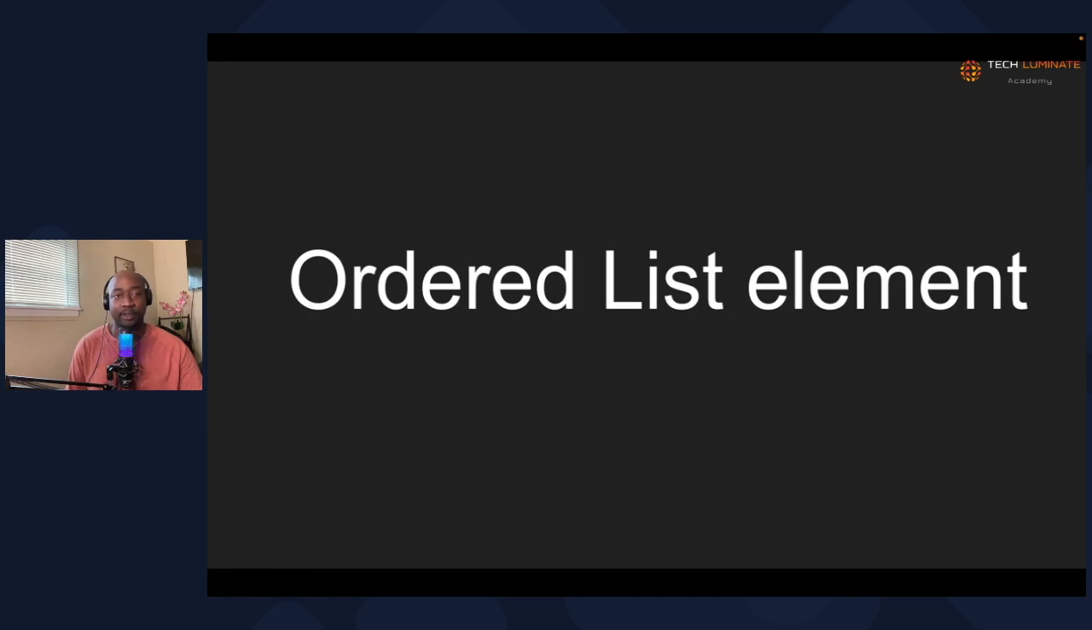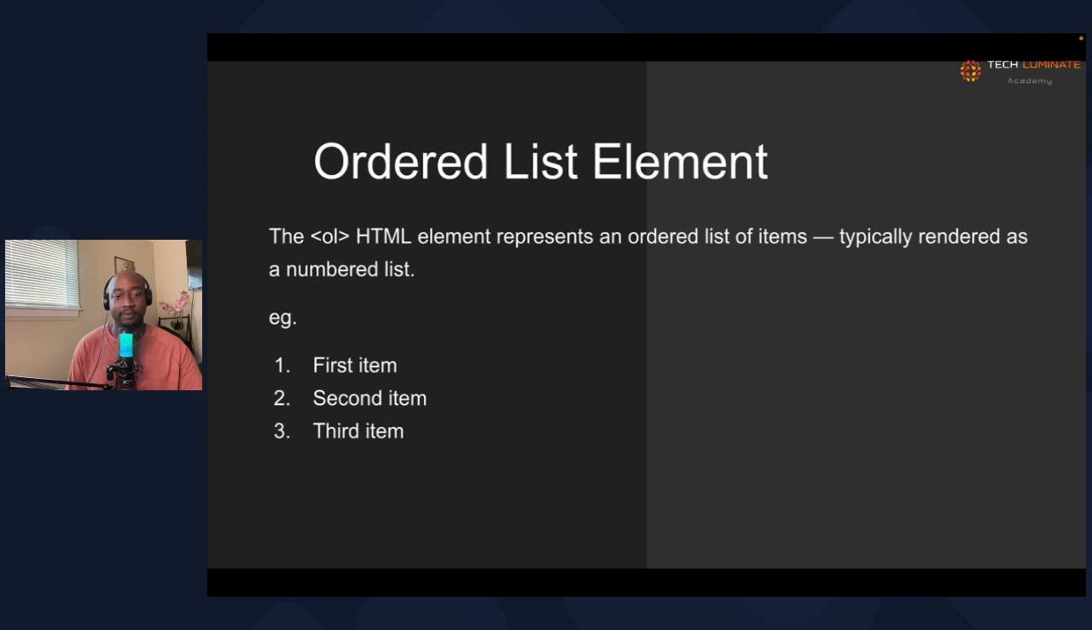Today we're going to talk about the ordered list element. The ordered list HTML element represents an ordered list of items, typically rendered as a numbered list. So if you have a recipe or step-by-step directions, an ordered list can prove useful in that endeavor. You could just list out items: first item, second item, third item, and so on and so forth.